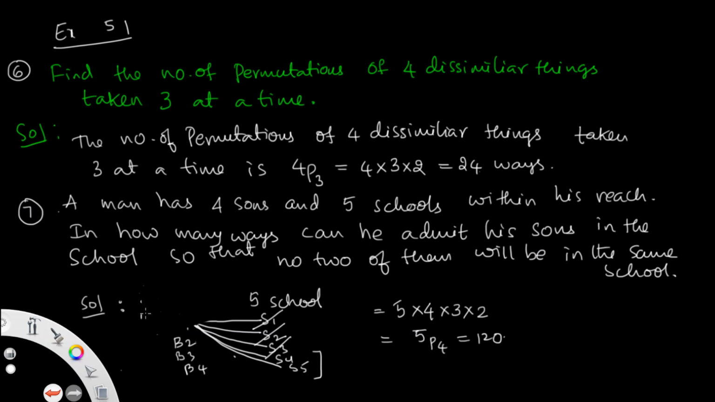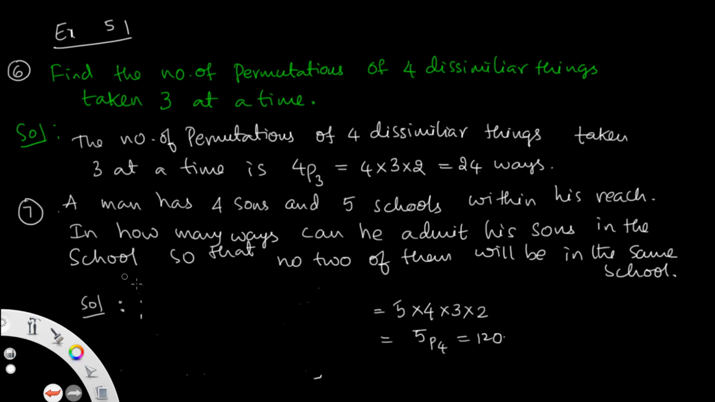So how many ways can the sons be admitted to the schools? The first person has 5 choices. The second person has 4 choices, since one choice is used up. The third has 3 ways, and similarly the fourth has 2 ways only. So this is the number of ways of admitting his sons to the schools.